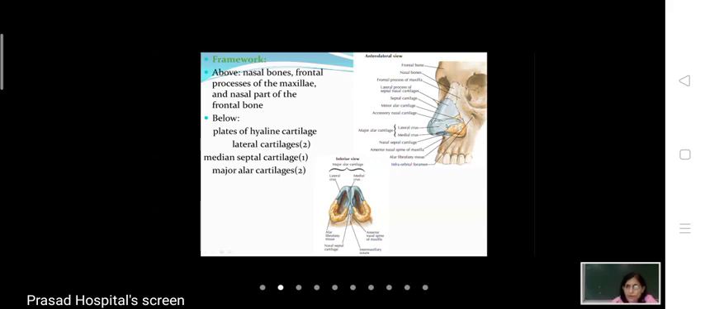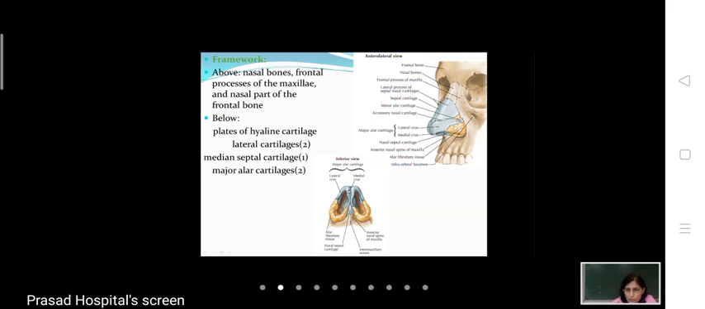Now, a little bit about the alar cartilages. You just have to remember the names. Alar cartilage. This alar cartilage is a U-shaped cartilage. In cross section, it is like this. This is the external nose seen from the inferior aspect. So this is alar cartilage. It is U-shaped. It has a lateral crus and a medial crus.